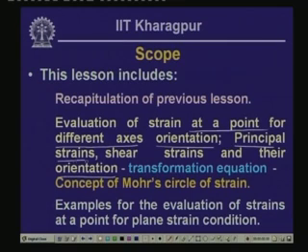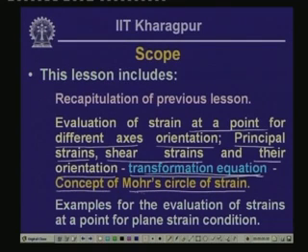Also, we will be looking into the evaluation of principal strains, the evaluation of shear strains and their orientations with reference to the rectangular axis system through the transformation equation, which we have dealt with to a certain extent last time, and we will also introduce the concept of Mohr circle of strain, similar to the Mohr circle of stress as we have discussed already. And then we will look into some examples for the evaluation of strains at a point for plane strain condition. That means, if we know epsilon x, epsilon y, gamma xy, then how to compute strain at a point if we have a different axis orientation, and how to compute the principal strains, the shear strain and their orientations with respect to the rectangular axis system.